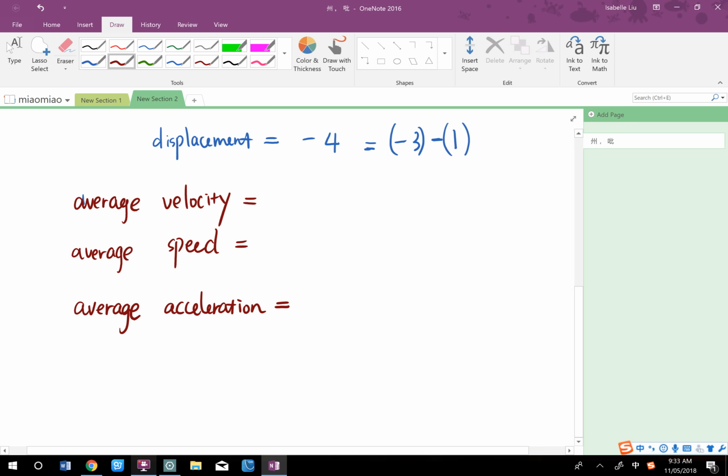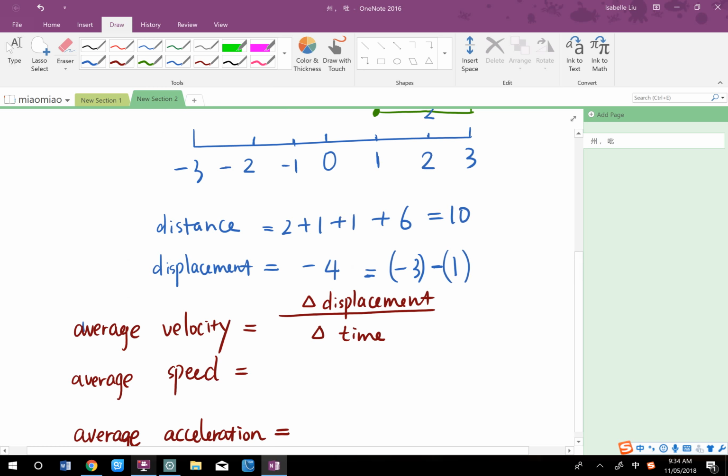Well, average velocity, we add 2 and we divide by 2? But that's not right. Average velocity needs to use the change in displacement over the change in time. Okay, change in displacement over the change in time.